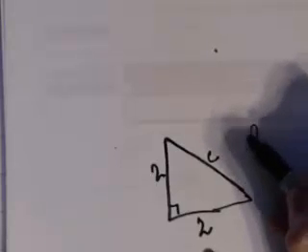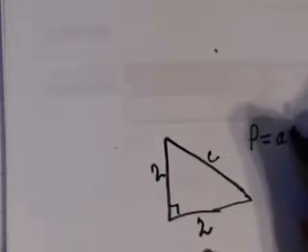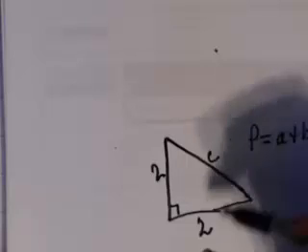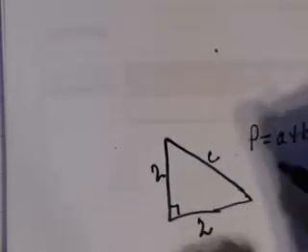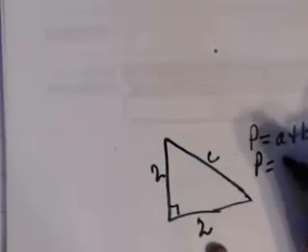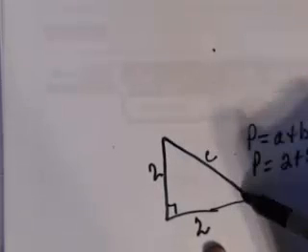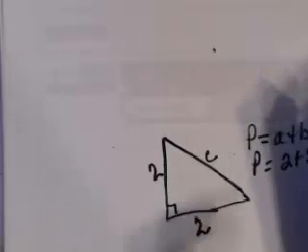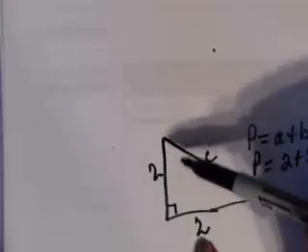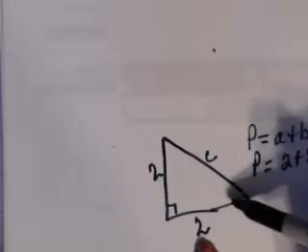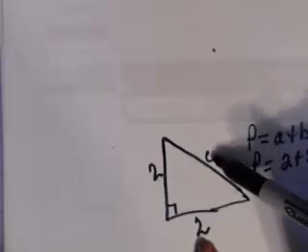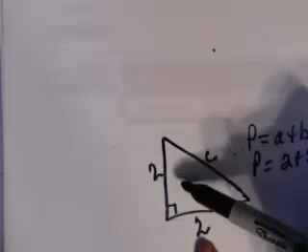The perimeter of a triangle is A plus B plus C. You simply add the sides together. So the perimeter of this is 2 plus 2 plus C, which is the hypotenuse. Now, we do not want to change this to a decimal. We want to find the exact value.